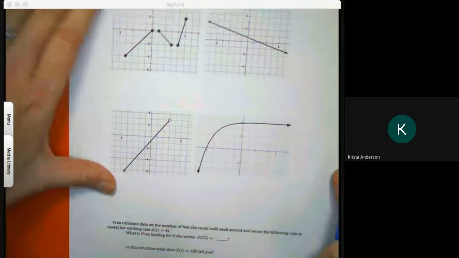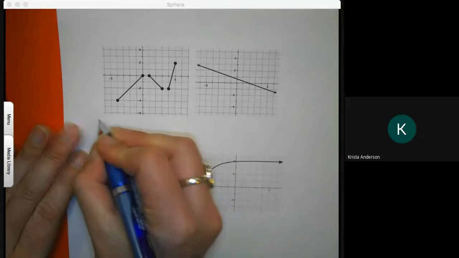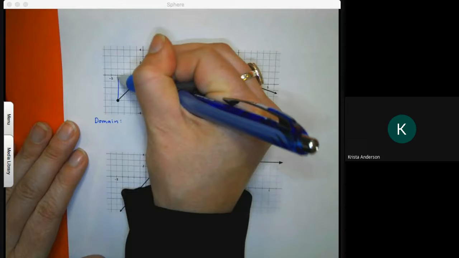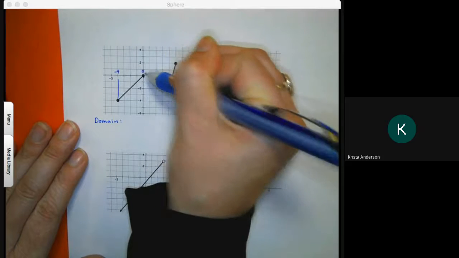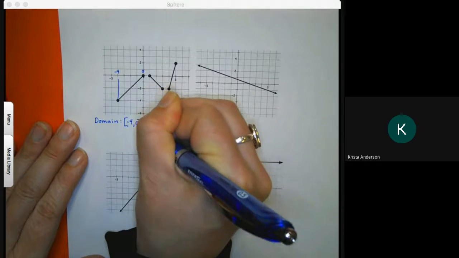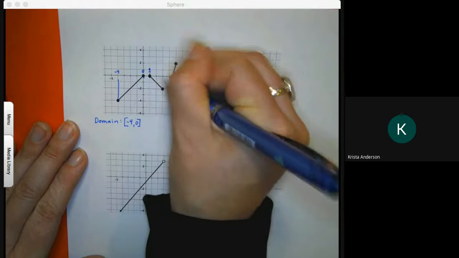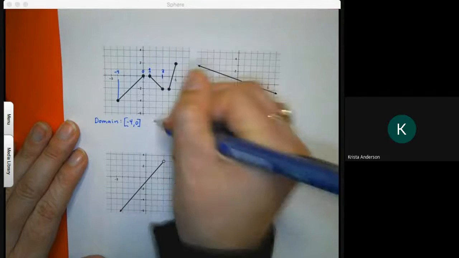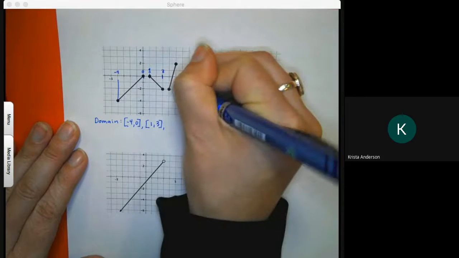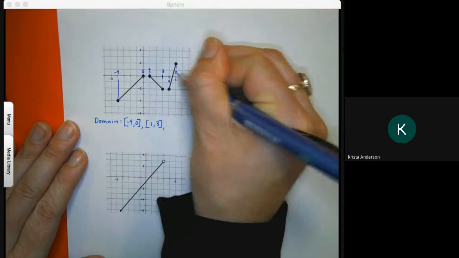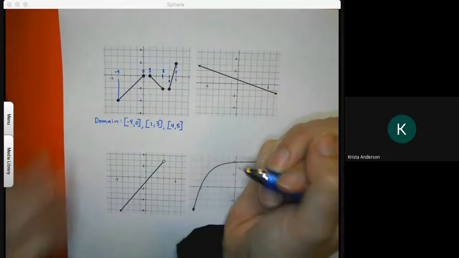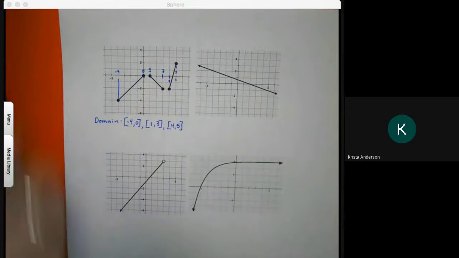We are looking for domain and range. Domain are the x values, so -4 to 0, and they're closed dots, so I need to do brackets. Then I have 1 to 3. And this one is 4 to 5. That's my domain. So I have 3 different domains for each one.